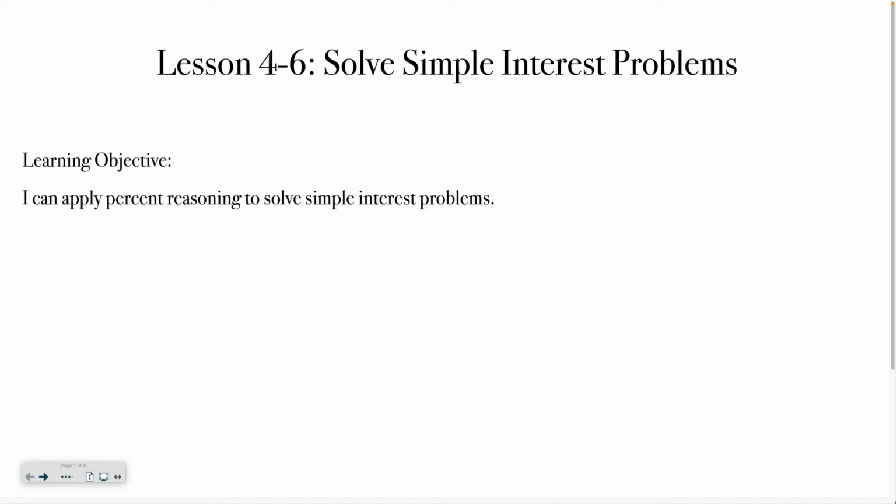Hello class, welcome to Pre-Algebra Lesson 4-6, which is all about solving simple interest problems. By the end of this lesson, you should be able to apply percent reasoning to solve simple interest problems.